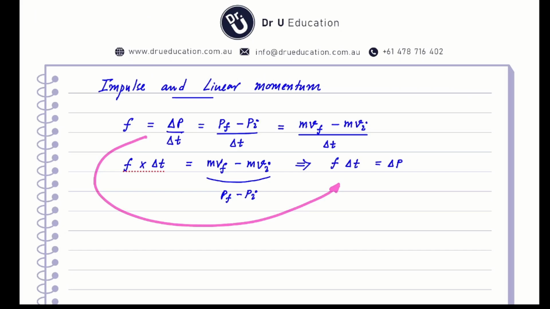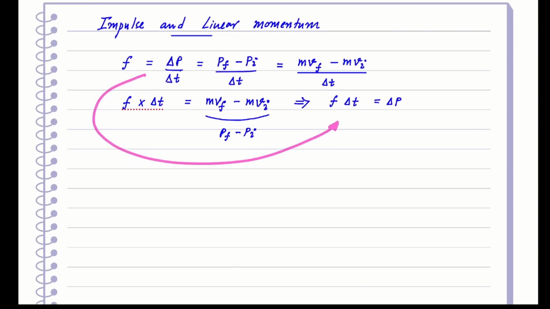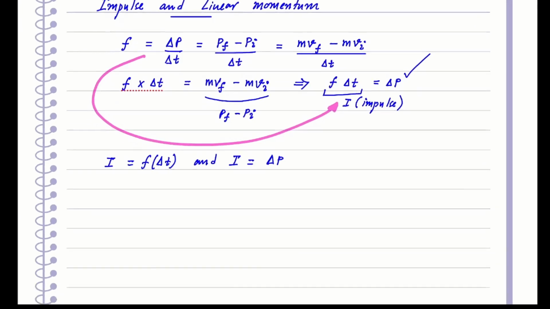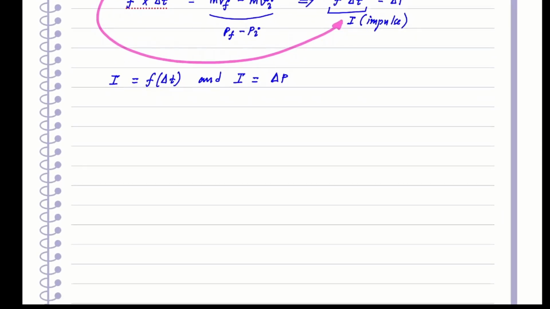Now, this F times delta T, this term is defined as I, which is impulse. So in summary, we have to understand impulse is F times delta T, and impulse can be written as linear momentum change. You can see that from here. So momentum change is the impulse. Right? So you can have a question in this way.